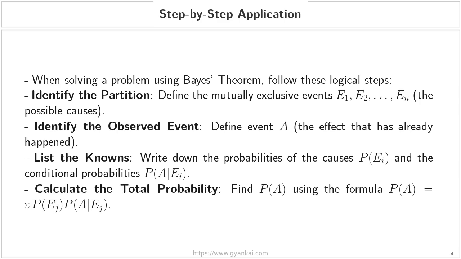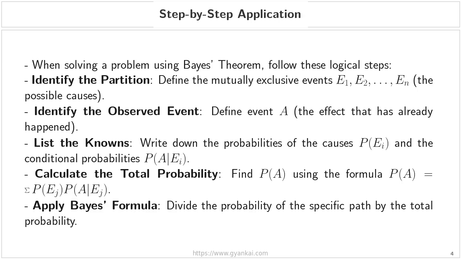Fourth, calculate the total probability. You need to find the total probability of event A, written as P of A. To do this, you'll use the theorem of total probability, which is the sum from j equals 1 to n of P of E sub j times P of A given E sub j. Essentially, you are summing up all the different paths that could lead to event A.